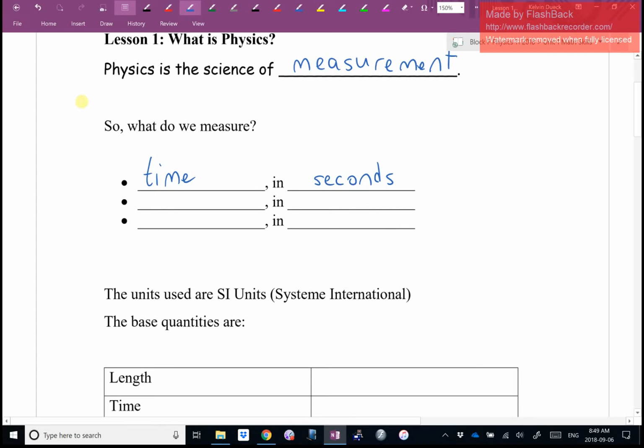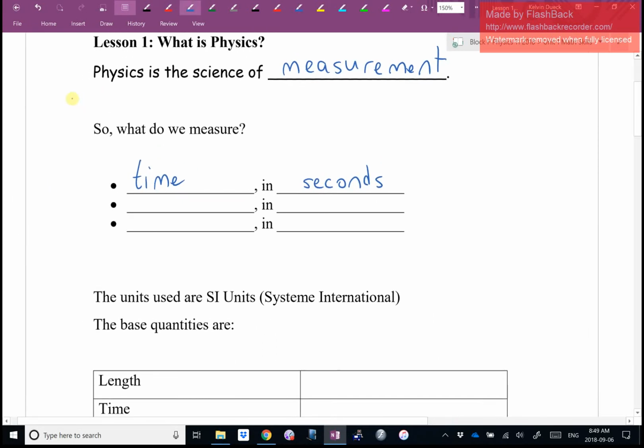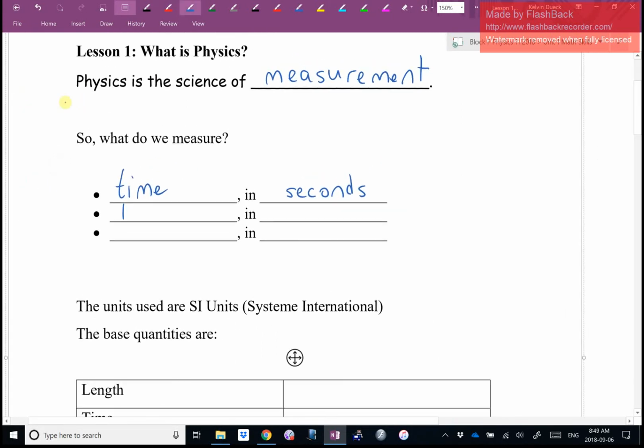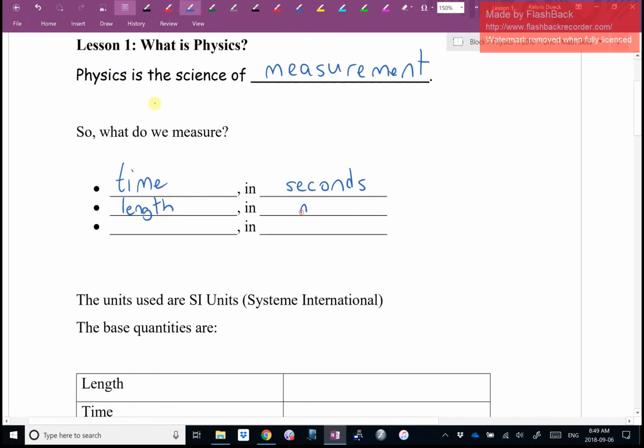We measure length. What are the SI units for length? Nope, not centimeters. No, inches? Oh, please, go back to the US. Meters, which in Canada is spelled RE.